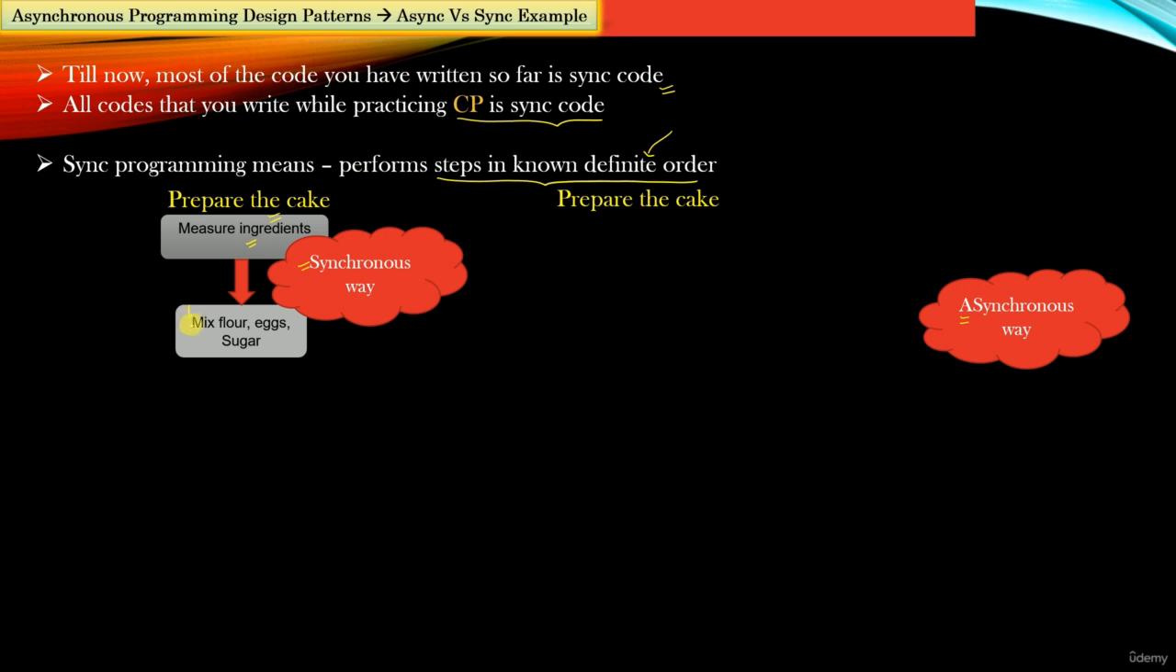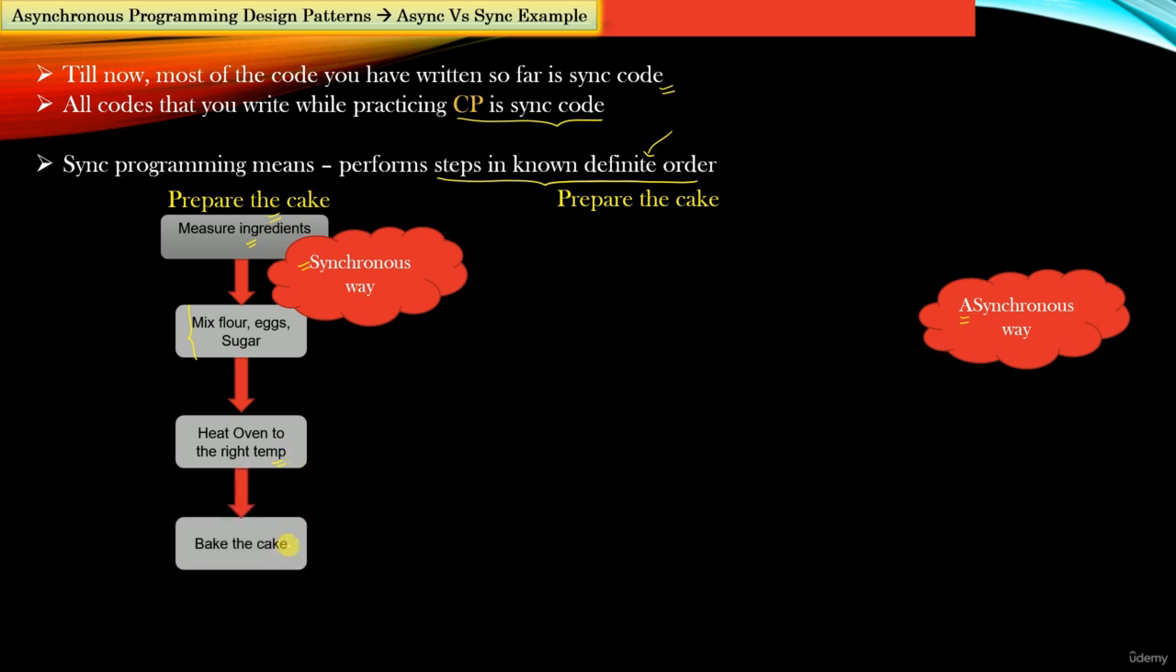And then you are going to mix those ingredients in the appropriate proportion with each other. Then in the next step, you are going to heat your oven to the right temperature. And once the oven is heated to the right temperature, you will start baking the cake. And finally, you will wait for the cake to get ready, and once the cake is ready, then you would eat.